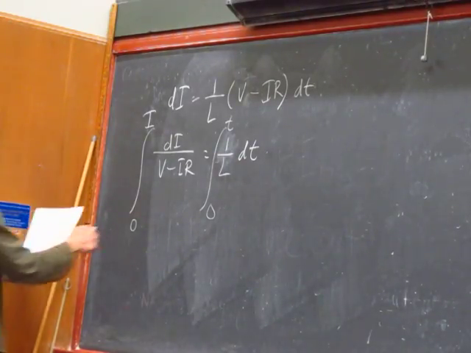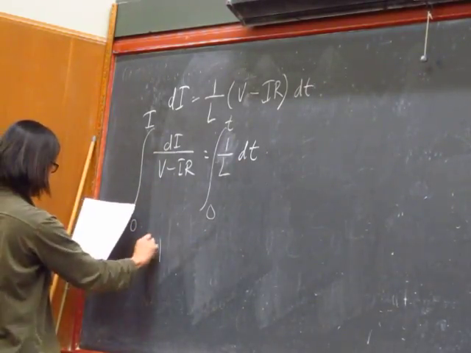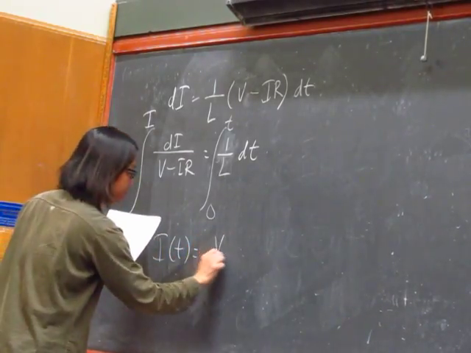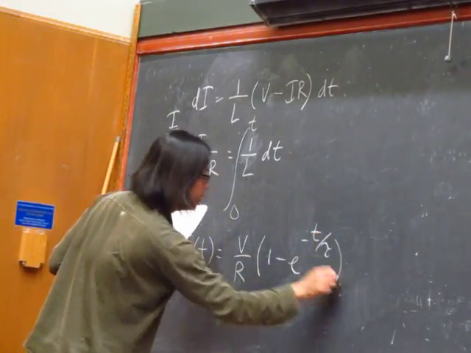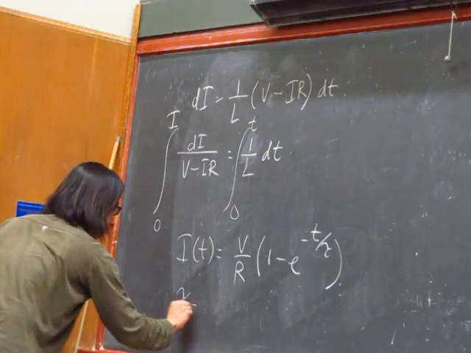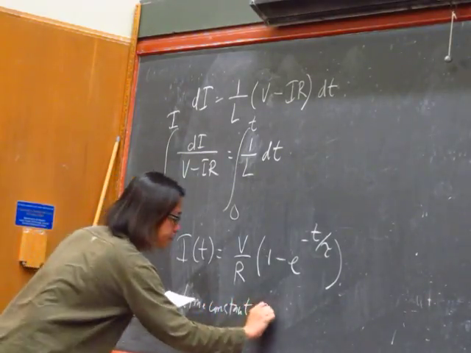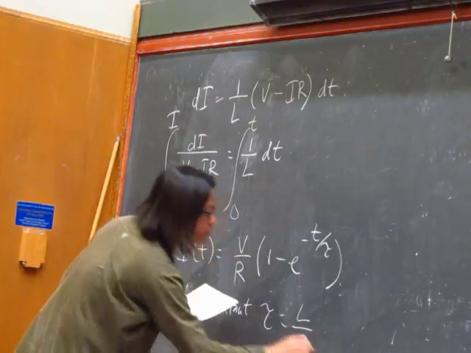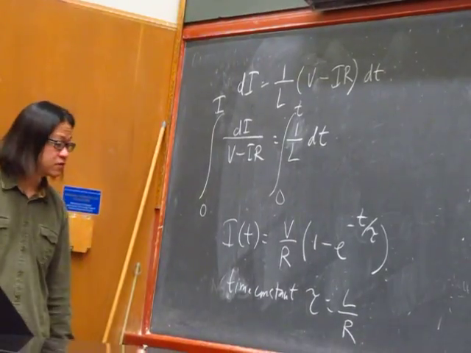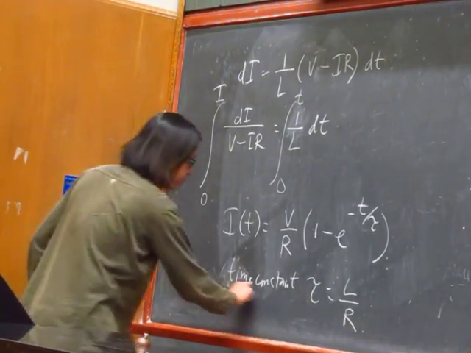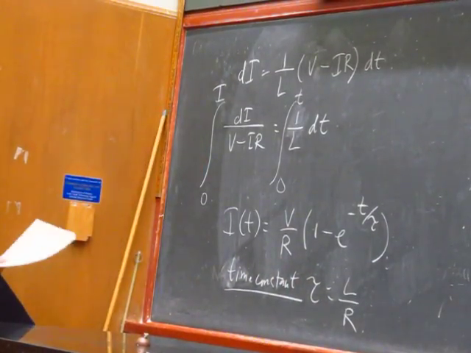I didn't write it down exactly, but when you solve this equation, you get the current as a function of time: I equals V over R times (1 minus e to the minus t over tau). And tau here is a time constant, given by L over R. Just like in the RC circuit you have a time constant of RC, here, in the case of an inductor with a resistor, the time constant is given by L over R. And it looks like this.